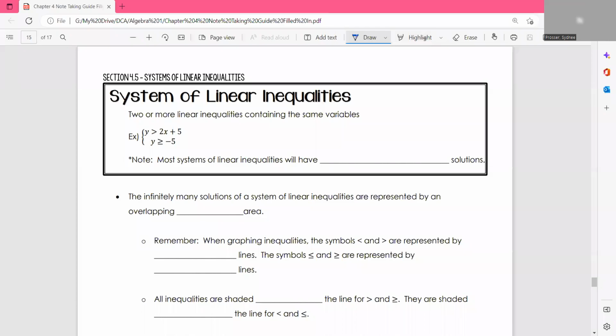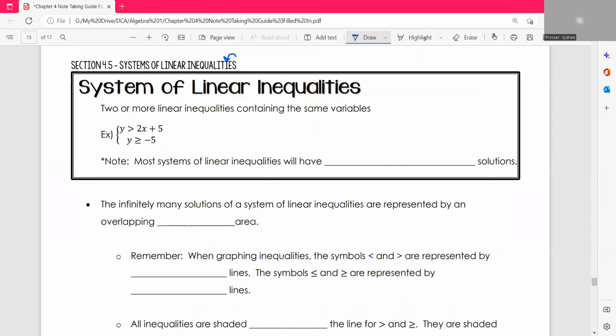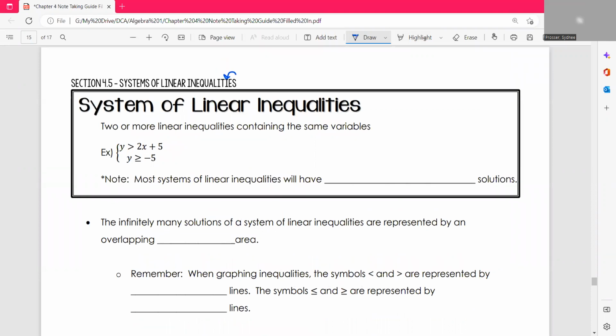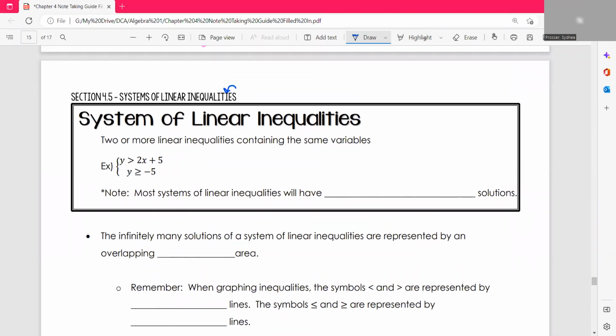Hey everyone, so this is our next section in chapter 4. This section is all about systems of linear inequalities. Before, we've been talking about systems of linear equations. We know equations have an equal sign, and inequalities are when we're dealing with less than, greater than, less than or equal to, and greater than or equal to.